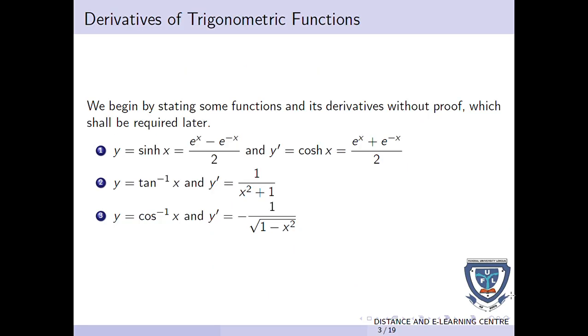Now let's look at some basic functions and their derivatives which we shall use later in the course of this work. Now, if y is sin x, its derivative is cos x. If y is arctan x, its derivative is 1 over x squared plus 1. If y is arc cos x, its derivative is minus 1 over square root of 1 minus x squared.